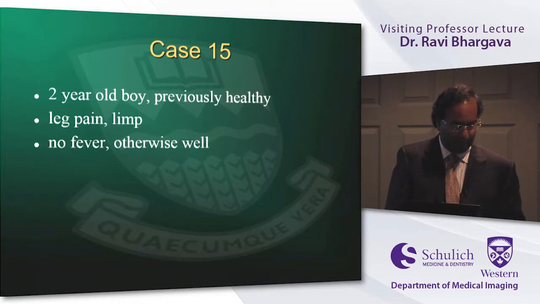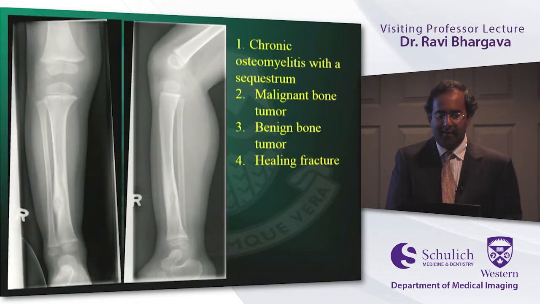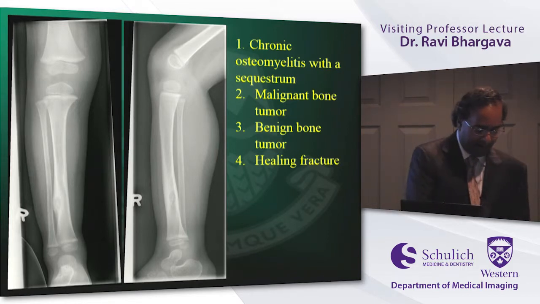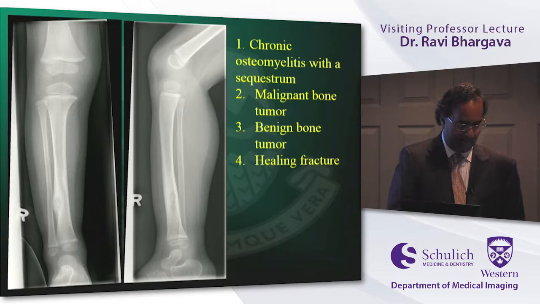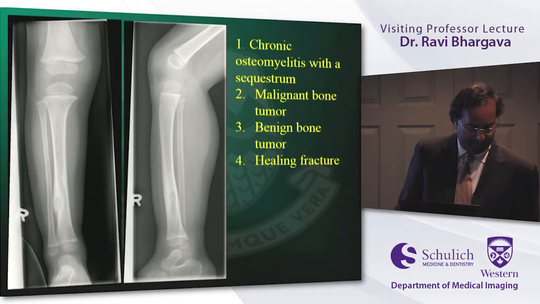Okay, so the next child is a 2-year-old boy who was previously healthy, had leg pain and a limp, no fever, but was otherwise well. So here are the choices. Is this chronic osteomyelitis with a sequestrum? Is this a malignant bone tumor? Is this a benign bone tumor? Or is this a healing fracture?